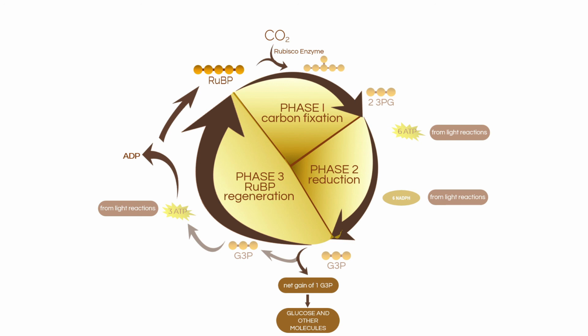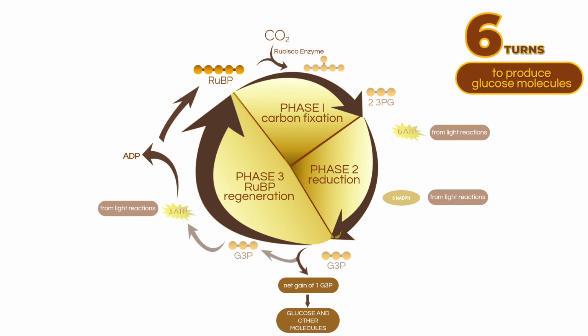The cycle has to turn 6 times to form glucose molecules. In general, plants produce their own food in the form of glucose through the process of photosynthesis and use this as energy to power their cellular activities and build new plant structures.